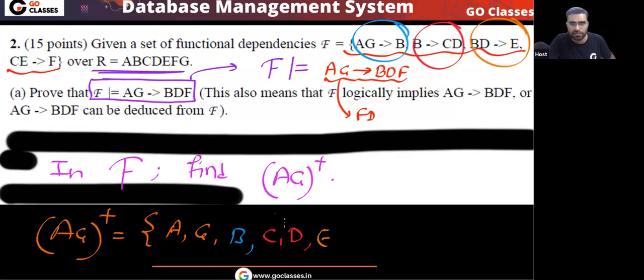What else can you get? Let me know. This CE can give you F also. So you got F also. Yes or no? So you got everything: A, B, C, D, E, F, G. You got the entire R.